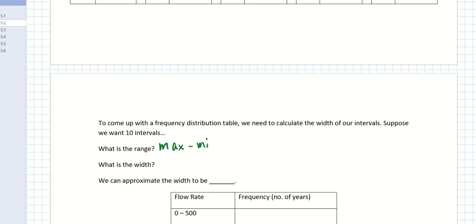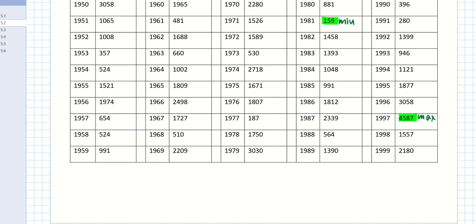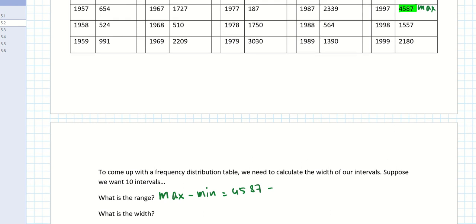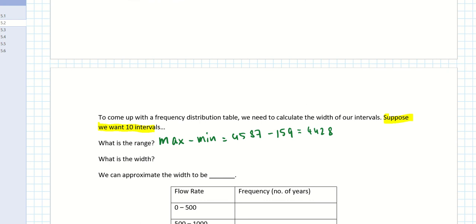So max minus min. In this case, I already highlighted the maximum and the minimum, which is 4587 for the maximum, and our minimum here is 159, which is again cubic meters per second. So in this case, our range is going to be 4,428. Okay. Now here it says, suppose that you want to make 10 intervals. Okay. So what is the width? Well, if you want to have 10 intervals, you're going to take our range, 4,428, divided by 10.